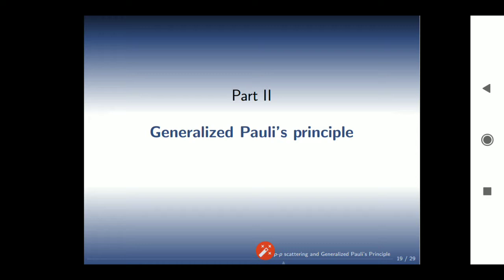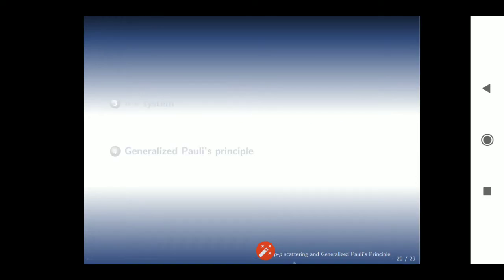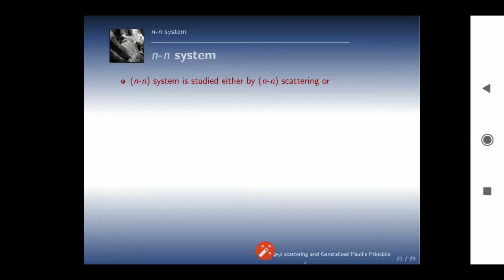Now we are going to study the second part of the lecture: generalized Pauli's principle, the isospin exclusion principle. This has two parts, the NN system and the generalized Pauli system. First, let us study the NN system, the neutron-neutron system. Now this system can be studied either by NN scattering or by other methods.